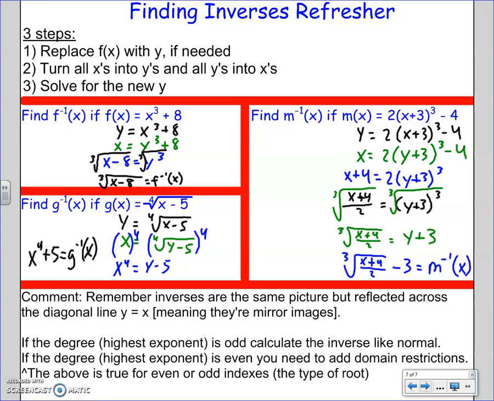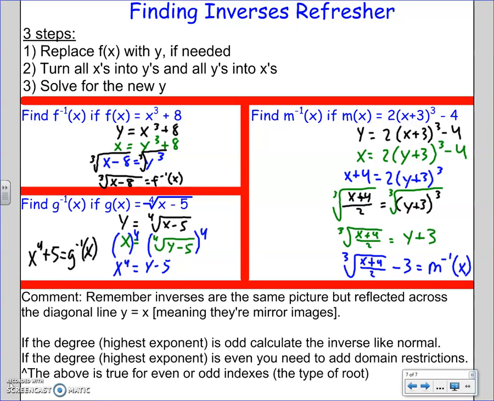So those are the steps of doing it. There's one more thing you have to keep in mind. You need to remember that inverses are the same picture reflected across the diagonal line y equals x. They're mirror images of each other. So if the degree or highest exponent is odd, you're done. Nothing to change. But if it's even, you have to add domain restrictions.